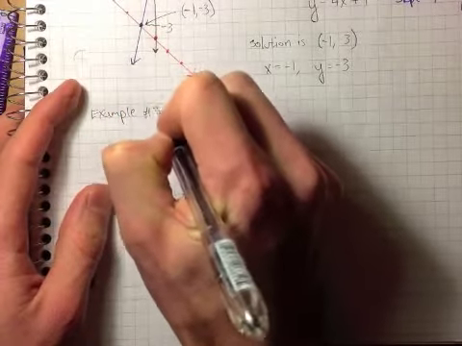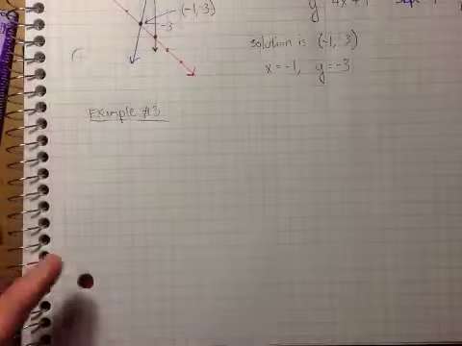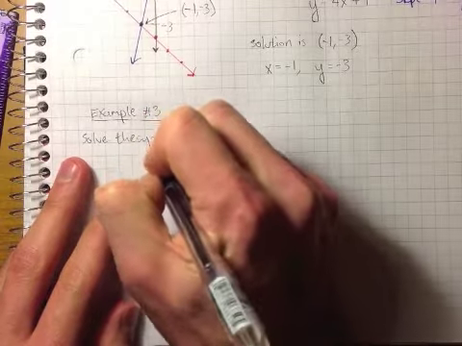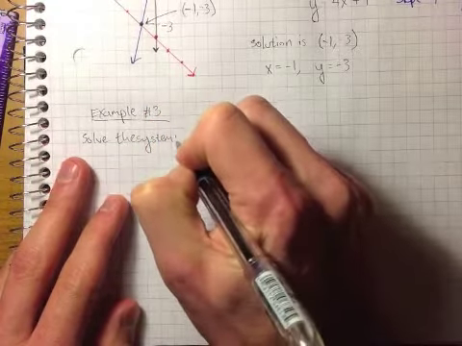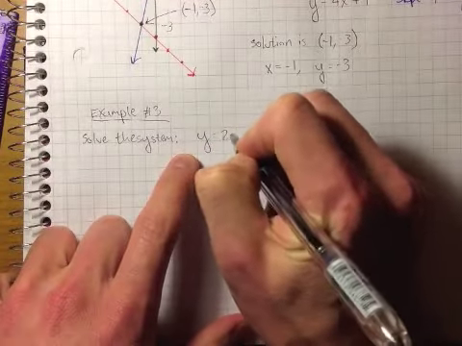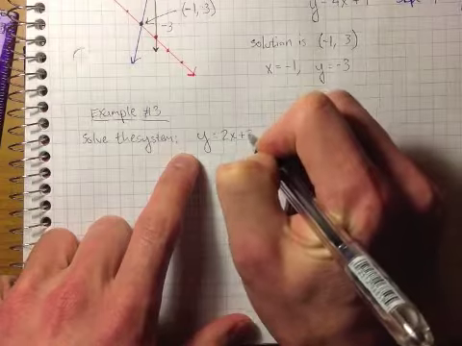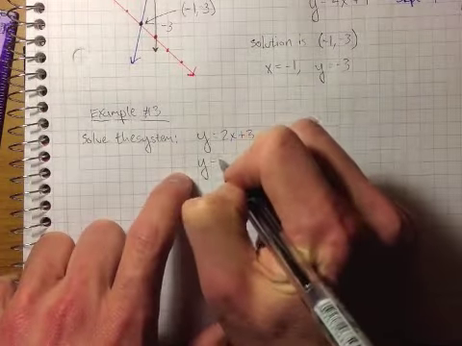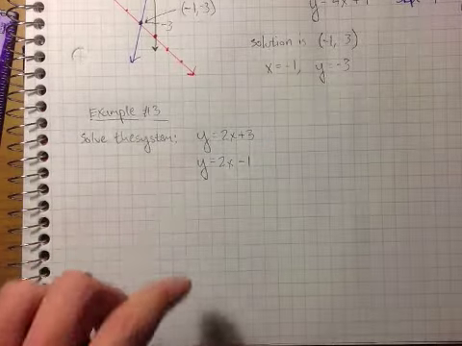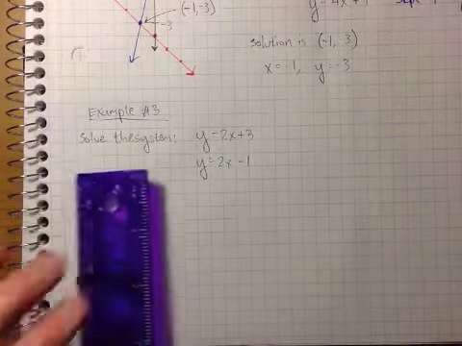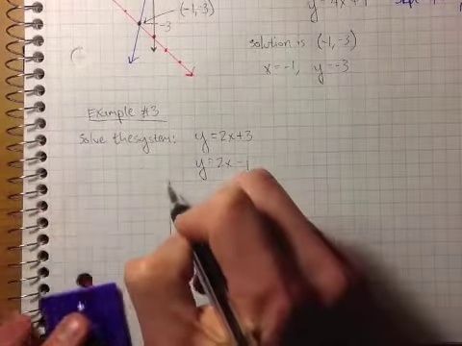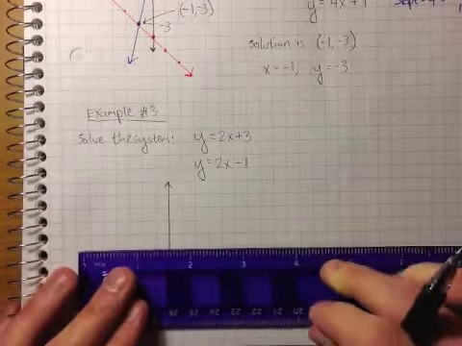Example number 3. Let's say I wanted you to solve this new system of equations. Solve the system. Let's say y equals 2x plus 3 and y equals 2x minus 1. So let's approach this problem the same exact way that we did example number 1 and example number 2. We're going to solve the system by graphing.